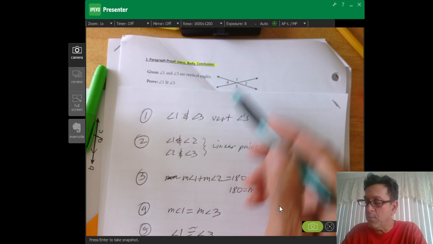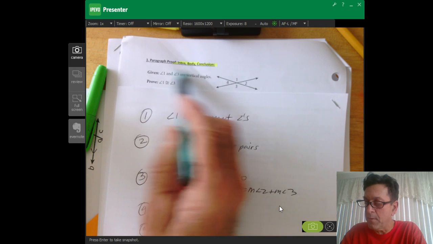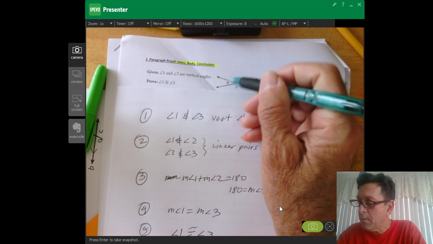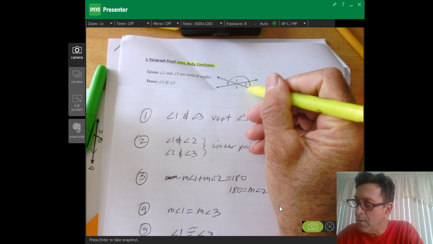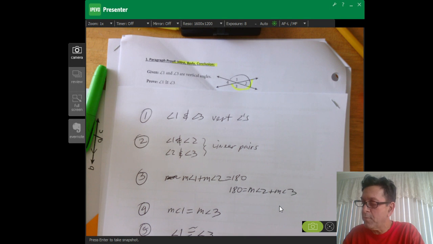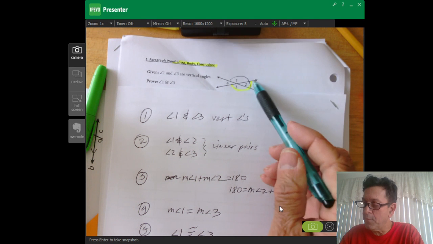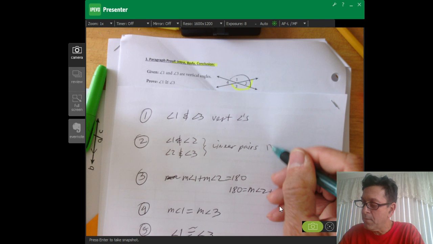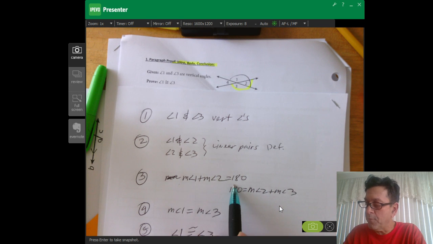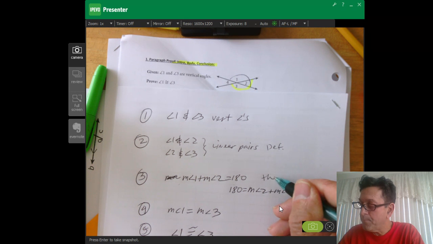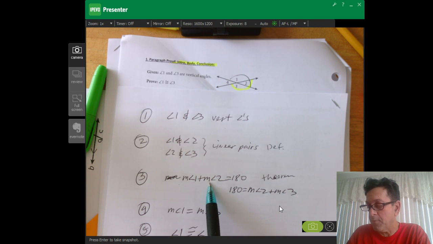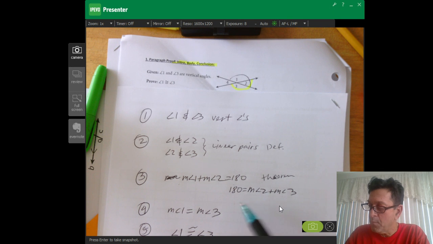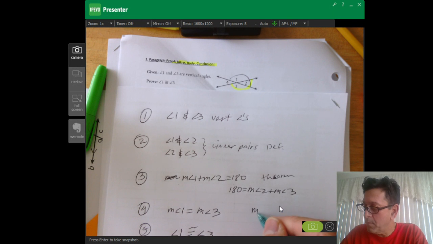We said, okay, angle 1 and angle 3, they're vertical angles. We knew that because they tell us that right here. We then looked at angle 1 and angle 2, and angle 2 and angle 3. Angle 1 and angle 2 form a linear pair, and angle 2 and angle 3 form a linear pair. So we knew that by our definition. We also knew by the linear pair theorem that they're supplementary. So measure angle 1 plus measure angle 2 is 180, and measure angle 2 plus measure angle 3 is also equal to 180.